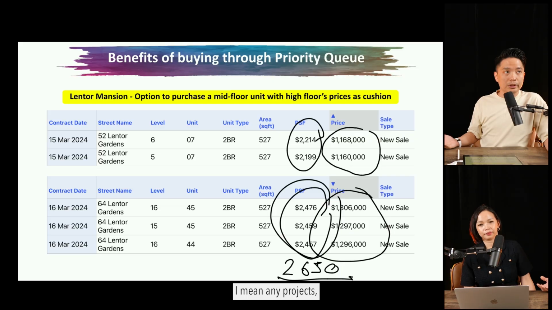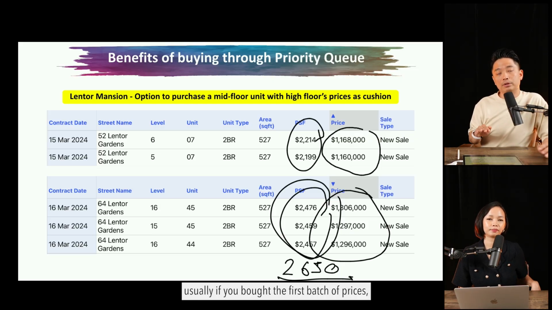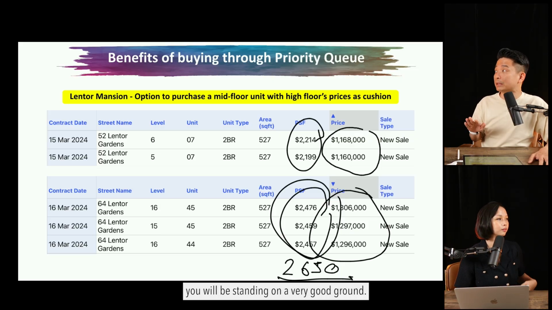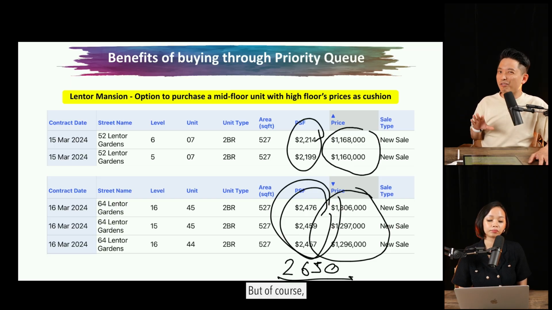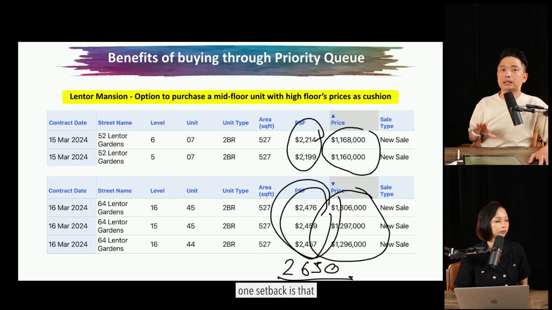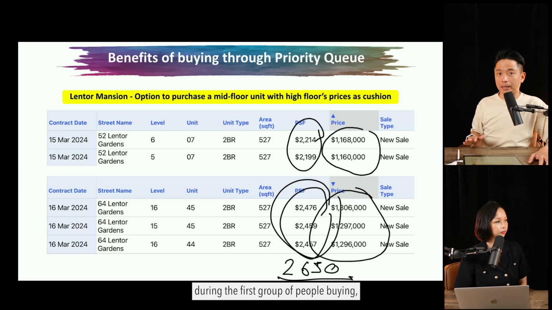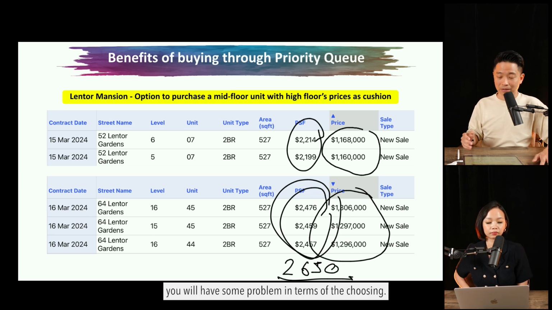Yes, for any project, if it's a good development, usually if you bought the first batch of prices, you will be standing on very good ground. But of course, one setback is that during the first group of people buying, you will have some problems in terms of choosing.